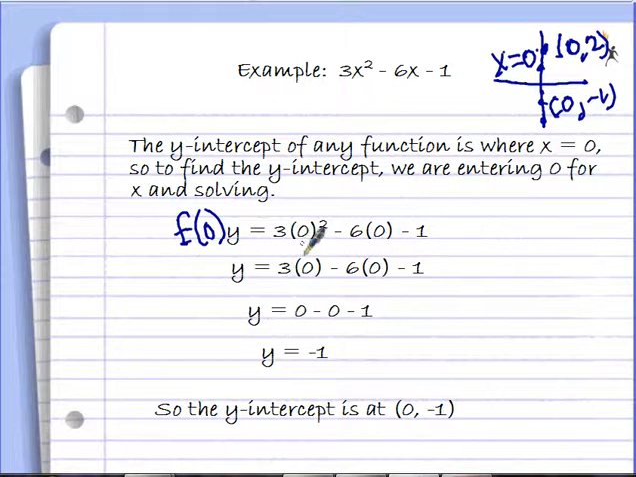So now I get 3 times 0 squared minus 6 times 0 minus 1. 0 squared is 0. So 3 times 0 gives me 0. Negative 6 times 0 gives me 0. And the negative 1 just gets brought down. That's going to make y equal to negative 1. Since my x value is 0, my y value is negative 1, so my y-intercept is going to be at 0, negative 1.